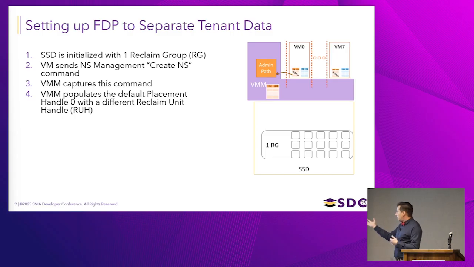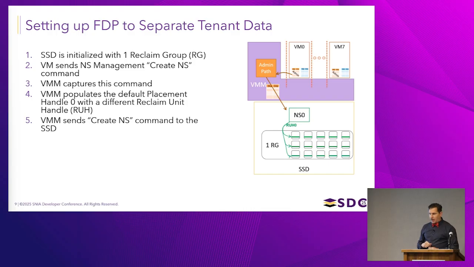We can have the admin commands path where we have a VM sending a create namespace command. The VMM captures the command, populates a default placement handle with reclaim unit specific for this particular VM. And now the VMM is able to send the admin command to the SSD, and we can now have a namespace with a default RUH that the VM0 is not aware of, and it's been set up to have that RUH assignment, and now that namespace for that VM will be placed on RUH0.